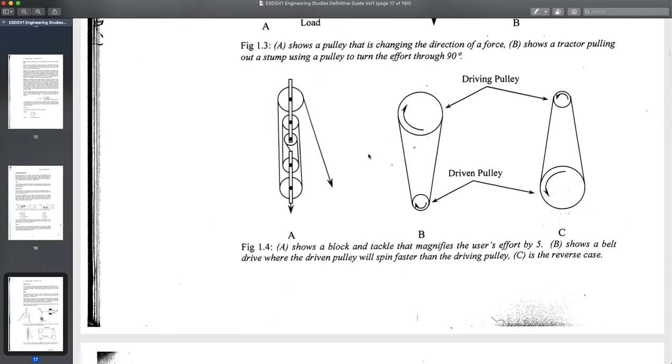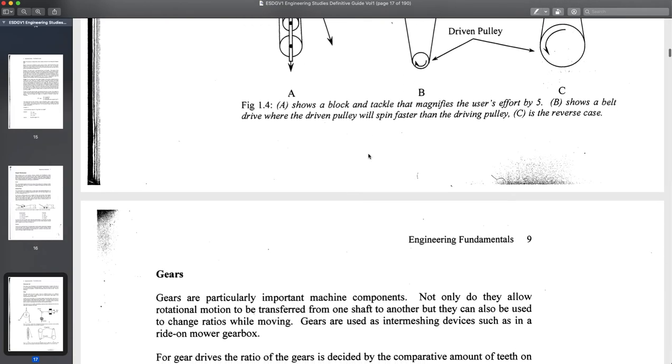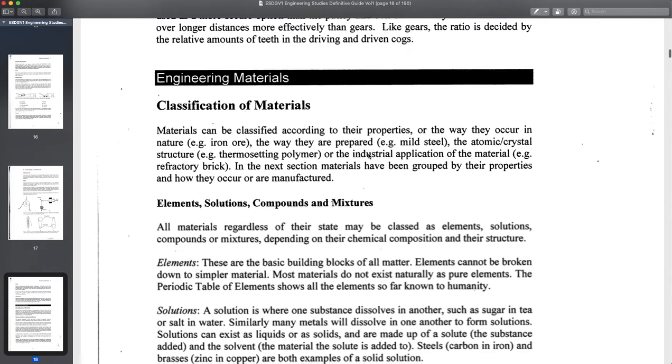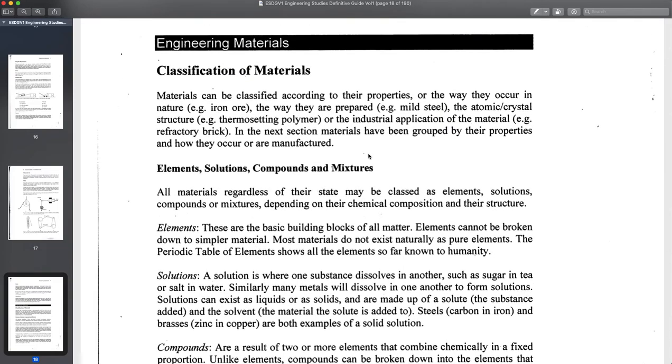Now we need to learn about things like mechanical advantage and velocity ratios, but for the moment, I'm going to skip that. Okay, brings us to materials.